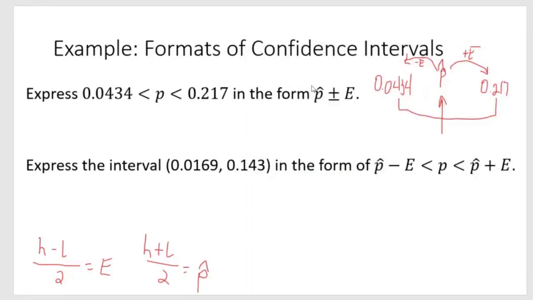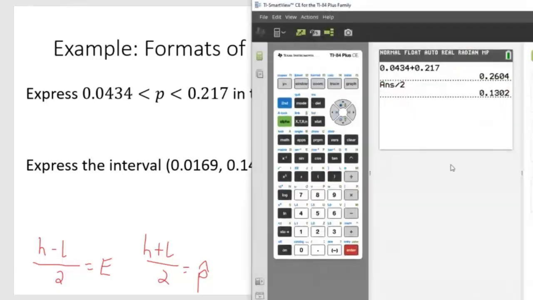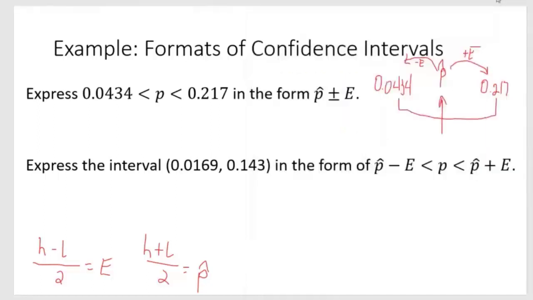And again, this should have said P hat. So P hat is what I'm dealing with. And again, that was 0.1302.